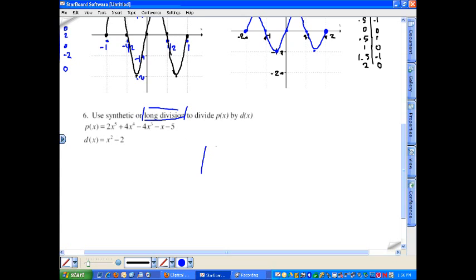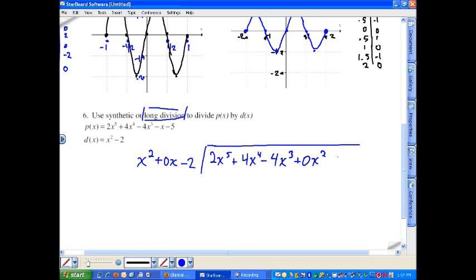Now long division is set up with the dividend inside of a fraction bar and a divisor here on the outside. The divisor and the dividend, if you look, are both missing terms. The divisor is missing a linear term, so I'm going to put in a 0x as a linear term, and the dividend here is missing a quadratic term, x squared. So make sure to put that placeholder in as a 0x squared.